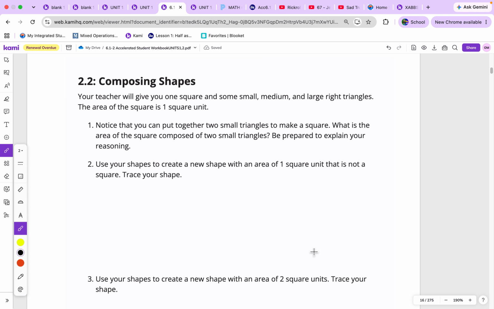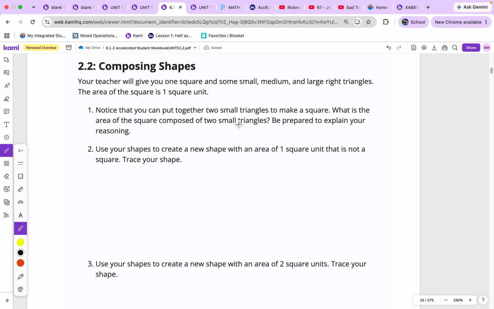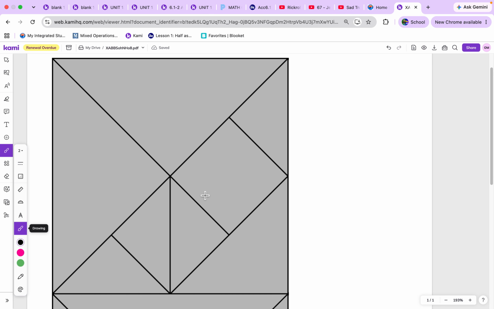Here's the next activity. We're going to look at some triangles and some squares. For example, we have small, medium, large right triangles. And there's a square that has an area of 1 square unit. So here's what it looks like. So this square right here measures 1 square unit. Now, the triangle right next to it, this one here, seems to be half the size of the square here. So if I split the square in half, it's half the size, right? So this would be area of 1/2.